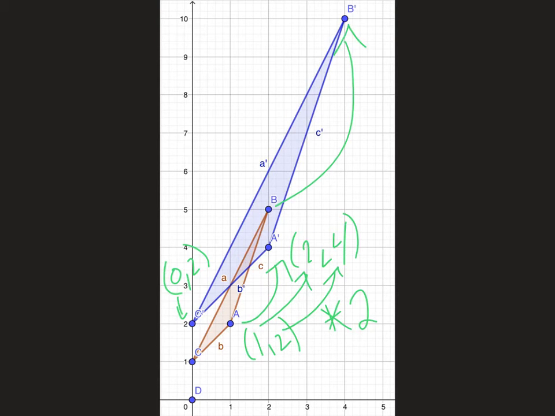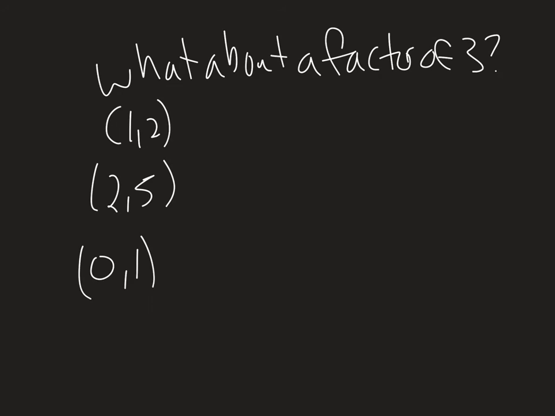We can see the same thing with coordinate B. B moves from (2, 5) to (4, 10). Again, we see that relationship. Both of the coordinates are doubled. That motivates our thinking for what happens when it's a scale factor of 3. So back to our original question. What happens if instead of doubling, I am tripling the size? I'm dilating it by a factor of 3 about the origin.